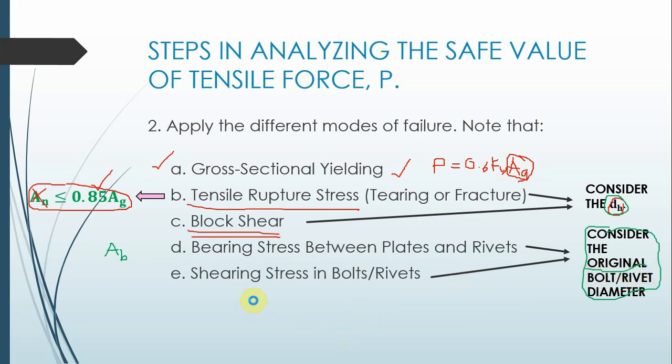So next is for shearing stress in bolts and rivets. Same as in bearing stress, you always use the original diameter, not the hole diameter. The area A sub B is pi over 4 d squared times n, where n is the number of bolt connections.